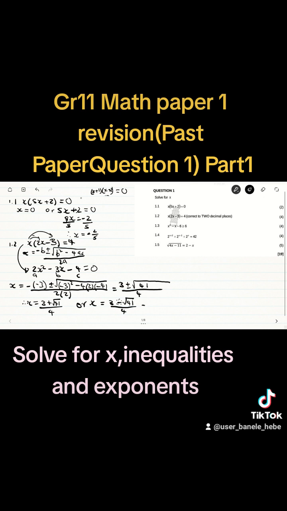So here what you will see is that x is going to be equal to 2.35, or x is going to be equal to negative 0.85. So that's how you would do this question. You just have to punch these numbers in your calculator, and you will get the answer because you're allowed to use a calculator.